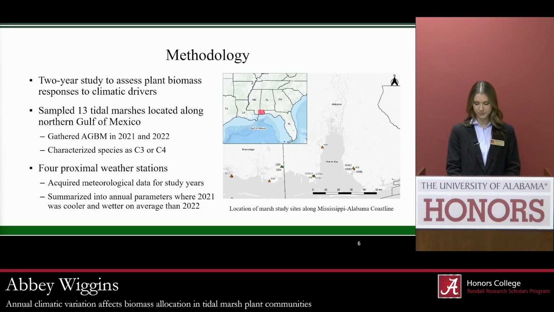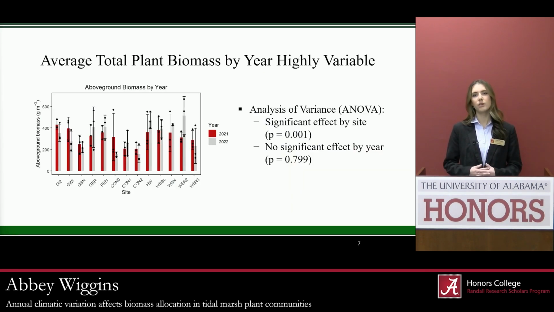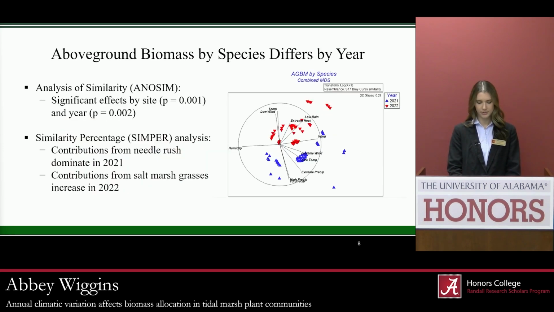warmer and drier. And so when you're just looking at the average total plant biomass by year, you don't see a clear relationship from 2021 to 2022. It's highly variable and it doesn't tend to increase or decrease with just a raw data analysis. However, when you look at analysis of similarity and you increase your resolution by looking at different species, you do start to see an effect by year.